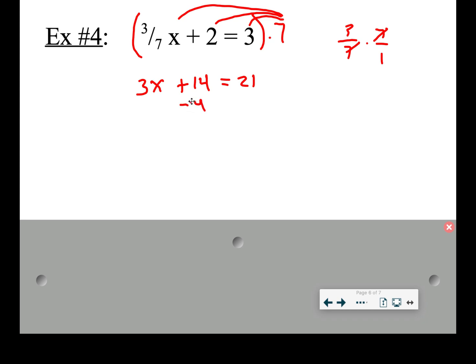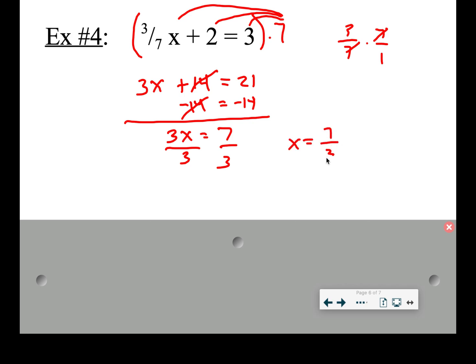Subtract the 14. Those cancel. We get 3x equals 7. Divide both sides by 3. And we find out that x equals 7/3. And again, you can just leave it like that. If you wanted to write it as 2 1/3, you could do that. If you wanted to write this one as 2.3 repeating, I'd be okay with that. Because again, you're not rounding as long as you put the repeating sign on it.